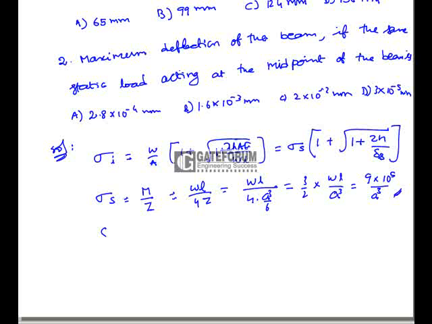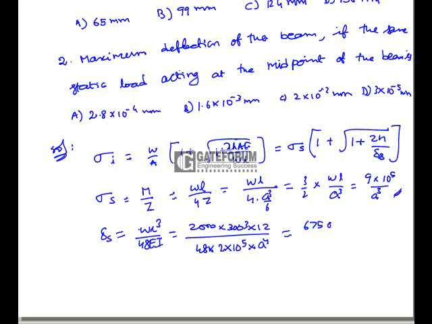Now the static deflection, for a simply supported beam subjected to a point load at the midpoint at the center of the beam, is equal to WL cube by 48 EI. So it is equal to 2000 into 300 cube into 12 by 48 into E, which is 2 into 10 power 5, and I is the area moment of inertia, A power of 4 by 12. This gives 67,500 by A power of 4. So these are the static stress and static deflection induced in the beam.